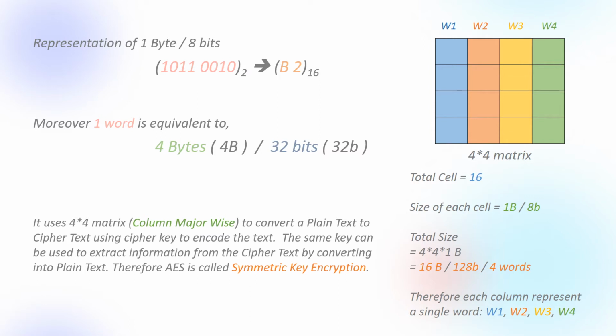The key which is used for encoding to generate a cipher text can also be used to extract the plain text, and as we use the same key for encrypting and decrypting, therefore it is called symmetric key encryption.